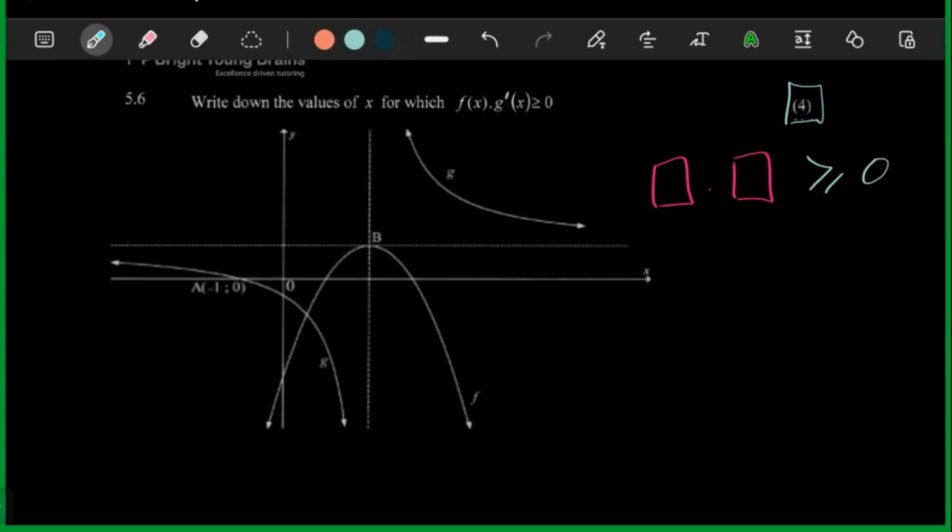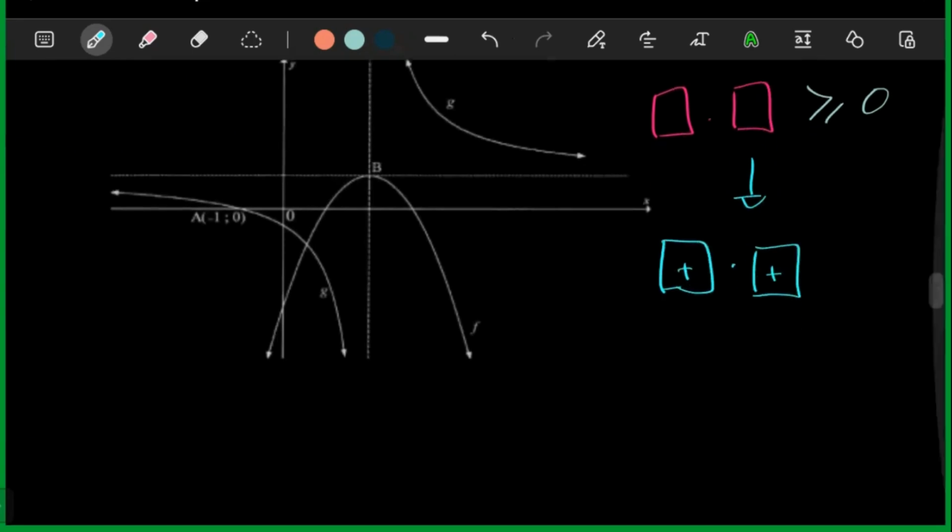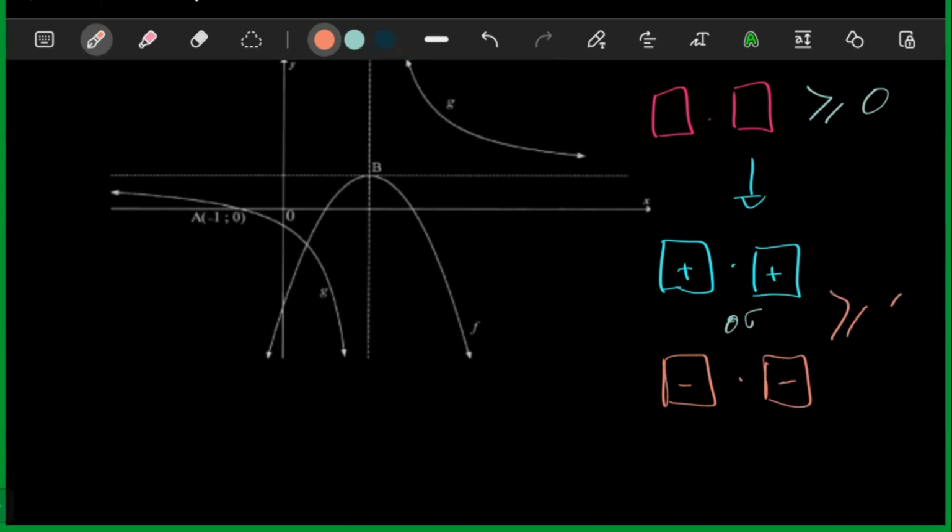The only time you have an answer that is bigger or equal to 0 is if you're taking the first thing that's a plus and multiplying by something that's also a plus, or you're taking something that's a minus and multiplying by something that's also a minus. These are the only times you're going to get something that is bigger or equal to 0. Obviously, for it to be equal to 0, one of them has to be equal to 0, but you don't have to worry about that.